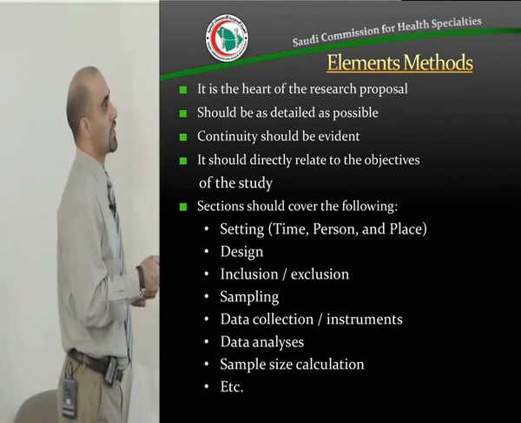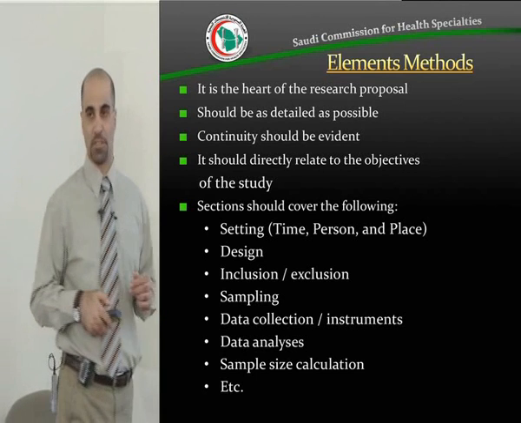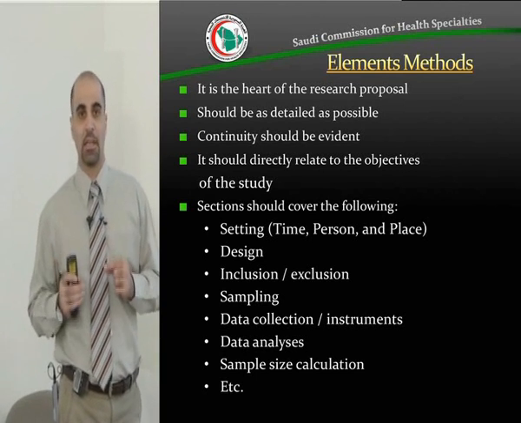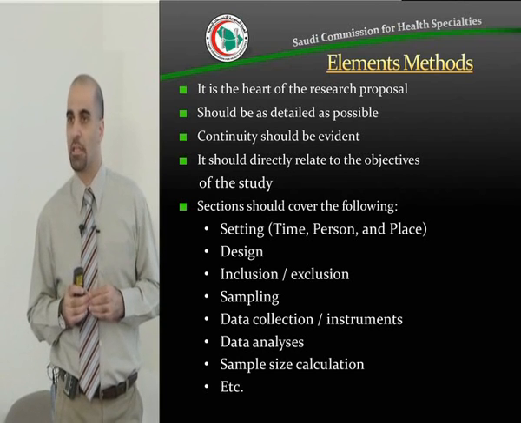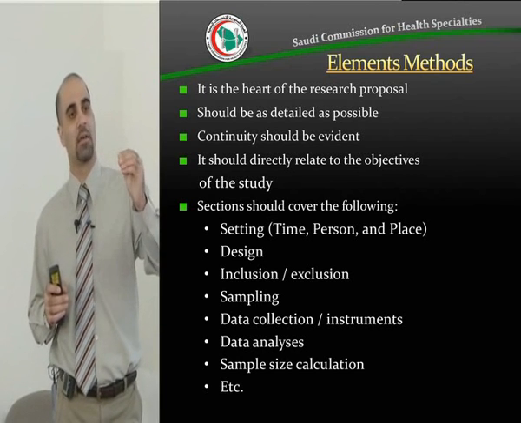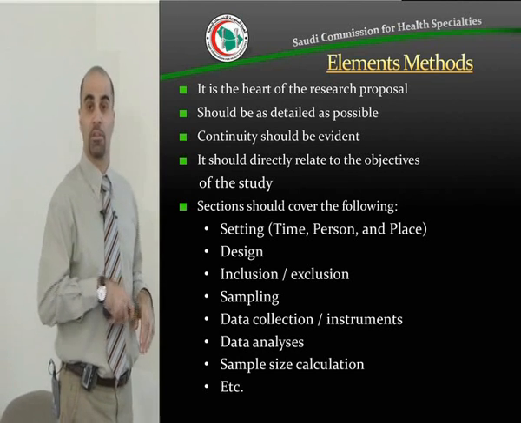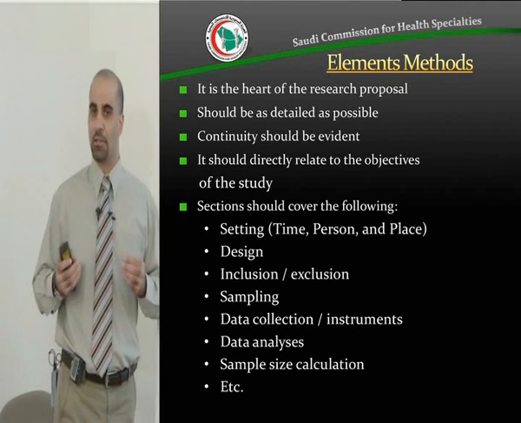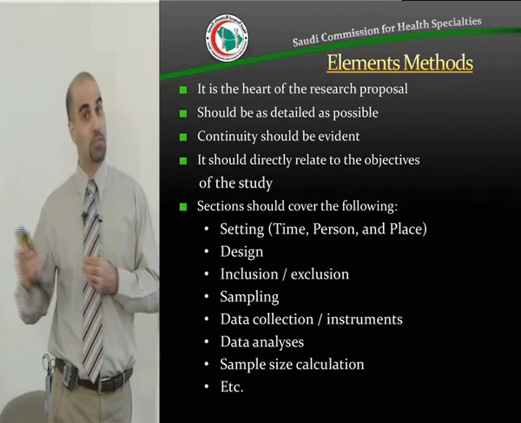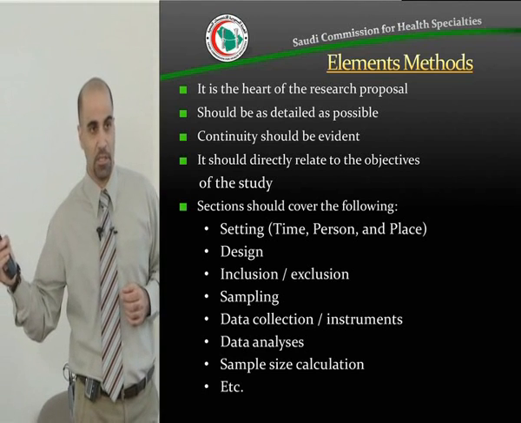Now, of course, it should directly relate to the objectives of the study. In other words, if you are telling the reader that you are doing the study to establish or to assess the prevalence of hypertension, right? The whole methodology part should be dealt in a way that it will answer this question, because this is the objective of the study, right?